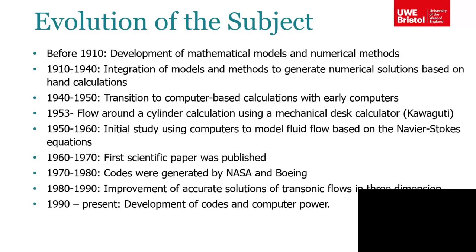Then CFD codes. The first scientific paper on CFD was published in between 16 and 17. And codes are programs. Codes were generated by NASA and Boeing and so on. Then the first problems were one-dimensional or two-dimensional. Nowadays we do three-dimensional problems. So it took some time for the computers to accommodate three-dimensional problems because of the lack of power.